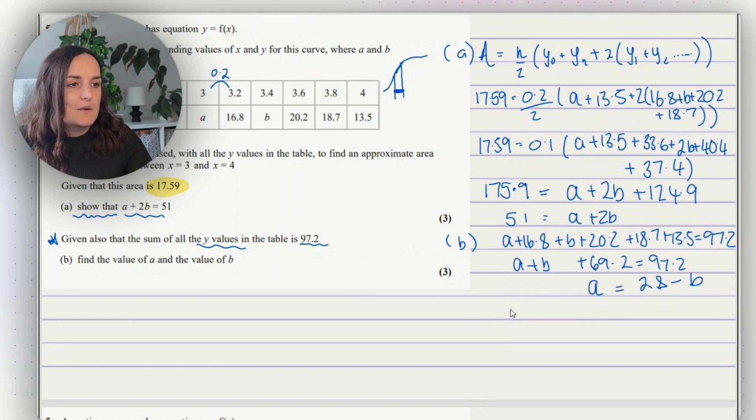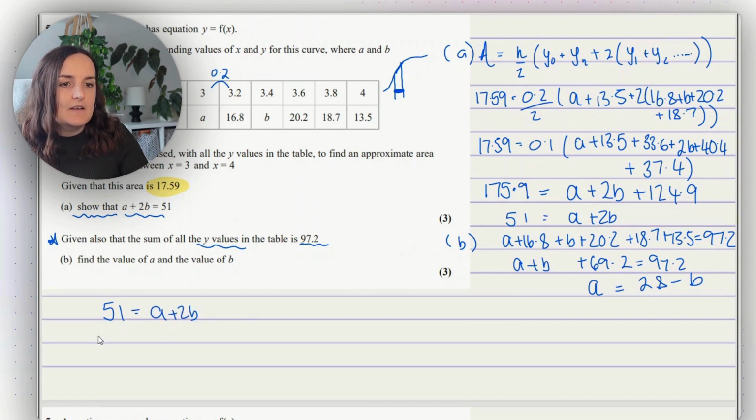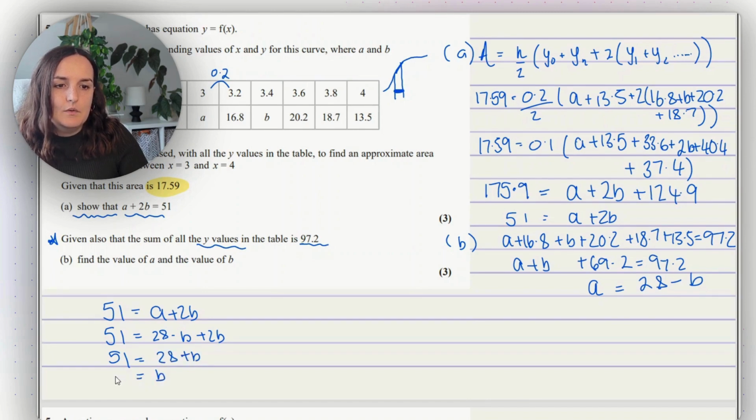So I'm going to take my other equation, I'm going to do it over here, 51 equals A plus 2B, and I'm going to substitute in for A 28 minus B. So we've got 28 minus B plus 2B. That's 51 equals 28 plus B. And so B is equal to 23.